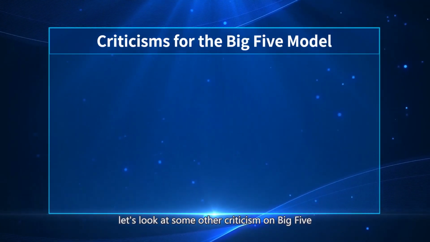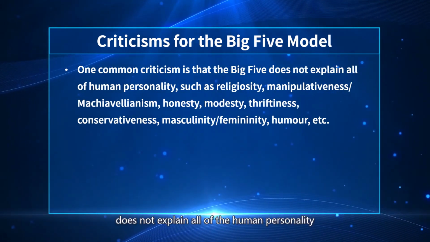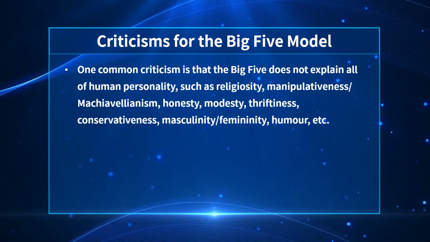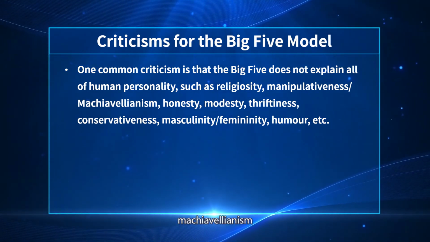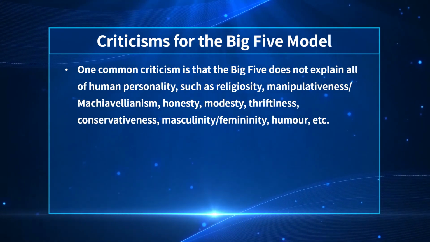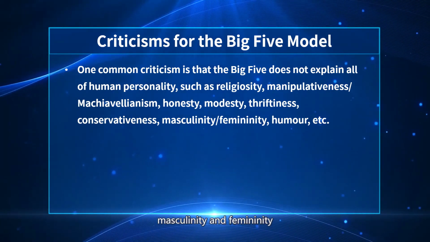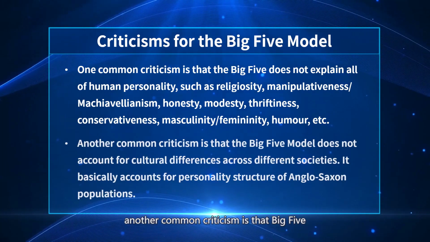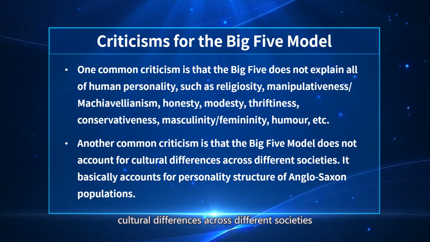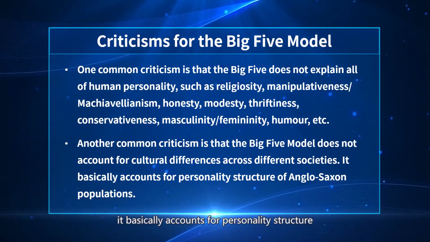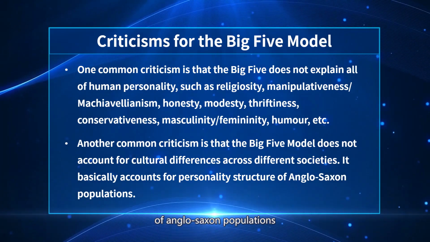Let's look at some other criticism of Big Five. One common criticism is that the Big Five does not explain all of the human personality or experiences, such as religiosity, manipulativeness, Machiavellianism, honesty, modesty, straightforwardness, conservativeness, masculinity, and femininity, and humor. Another common criticism is that Big Five does not account for cultural differences across different societies. It basically accounts for the personality structure of Anglo-Saxon populations.